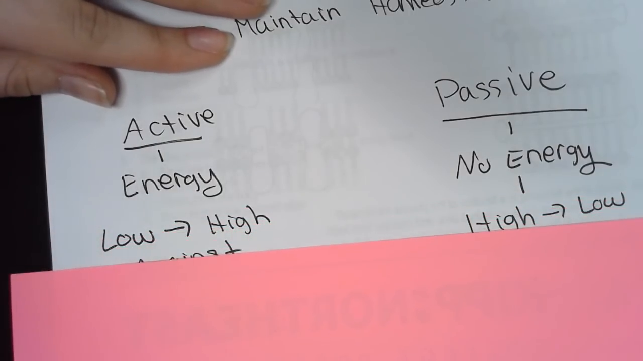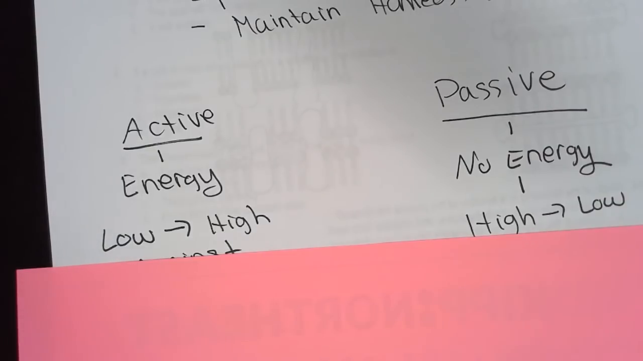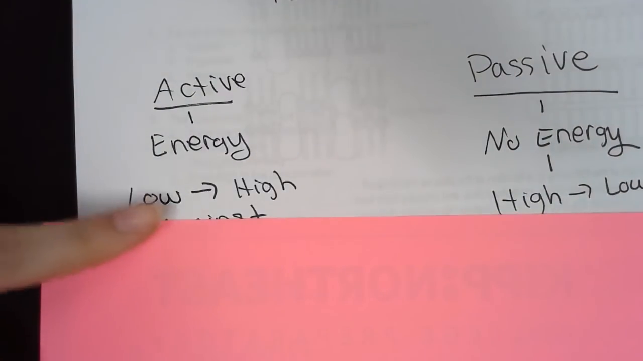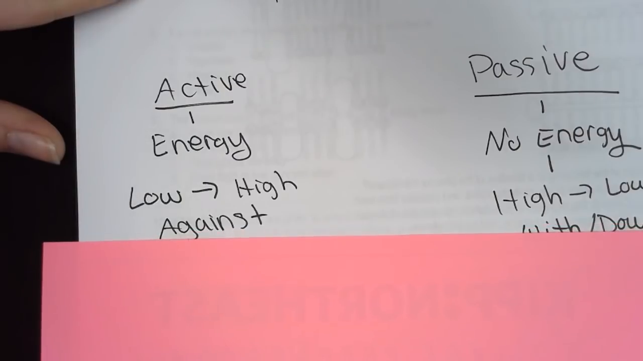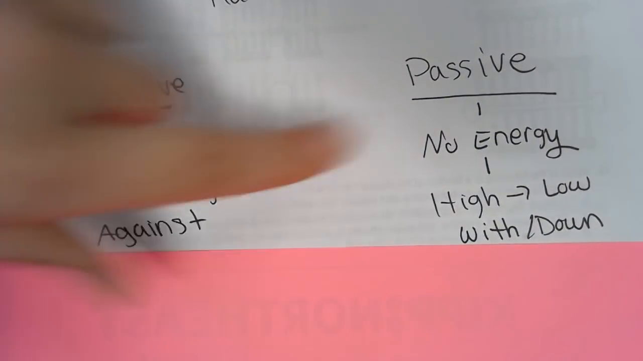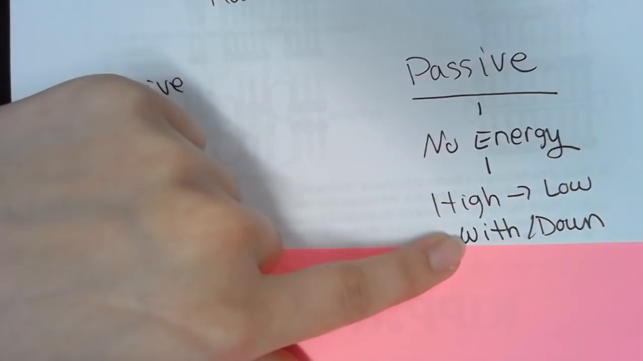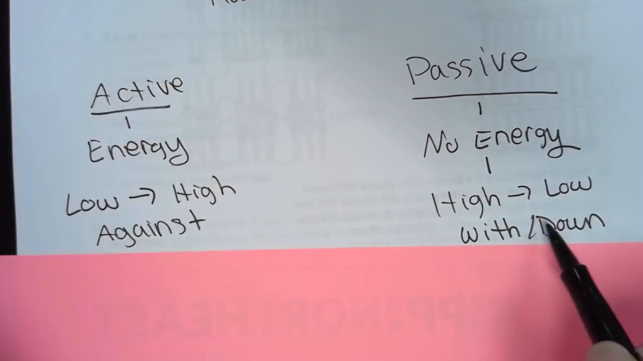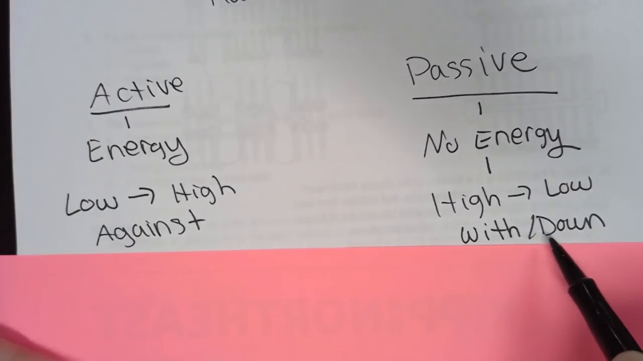Active goes from low to high. So from a low concentration to a high concentration, whereas passive goes from high to low. Remember, you're writing all of this down on your paper. If you go from a low to high concentration, you're going against the concentration gradient, or like opposite. If it's in passive transport, you're going with the concentration gradient, or down the concentration gradient.